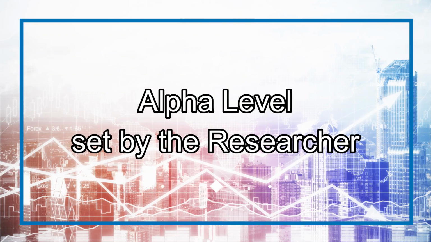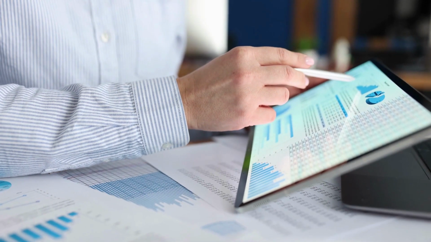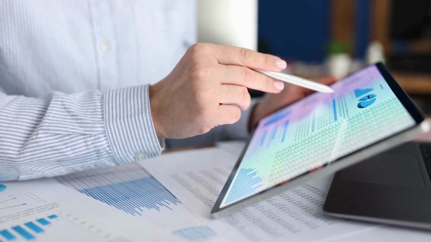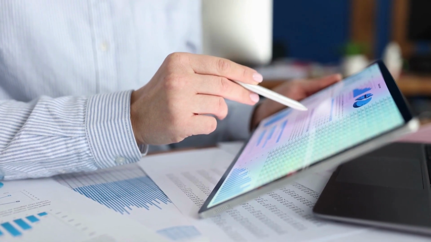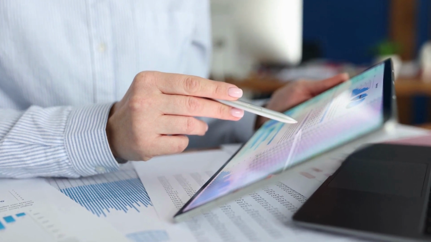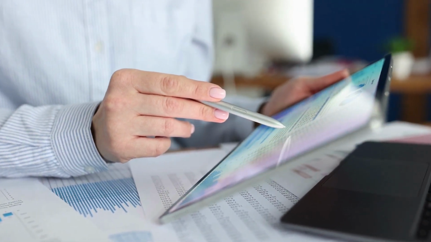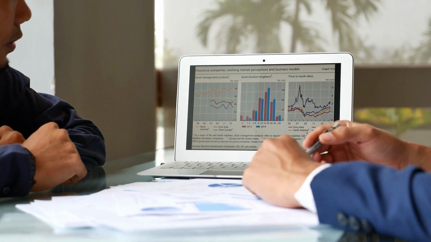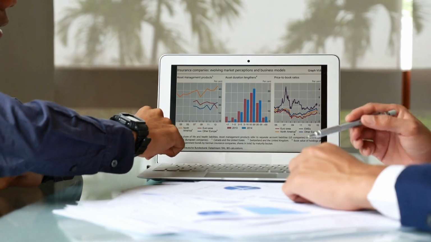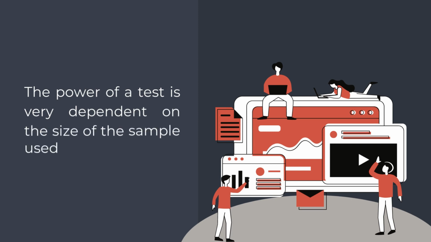And the another issue is the alpha level set by the researcher. Okay, if we are having an alpha level of 0.01, in that case we will have the probability of 99% that we will get the true result. If we are raising our level of significance to 0.05, in that case we are having the probability of getting 95% of the true score, and still we will have the remaining chance of 5% of getting our result because of error.